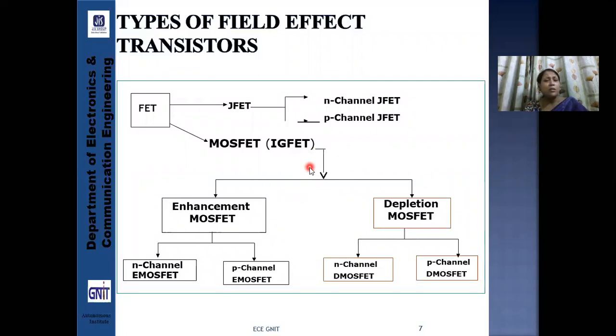So, what are the different types of MOSFET? That is enhancement type MOSFET and depletion type MOSFET. Enhancement type MOSFET can be further classified as N-channel MOSFET and P-channel MOSFET. Shortly, we call it E-MOSFET. Similarly, depletion type MOSFET is another type of MOSFET. We call it shortly D-MOSFET. There are also two classifications, that is N-channel D-MOSFET and P-channel D-MOSFET.